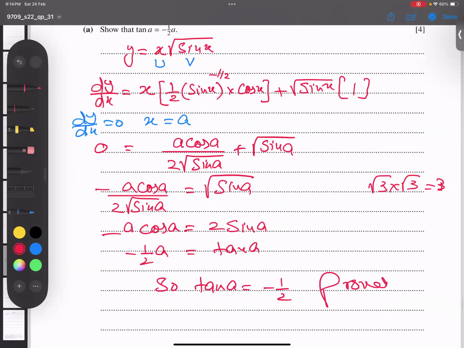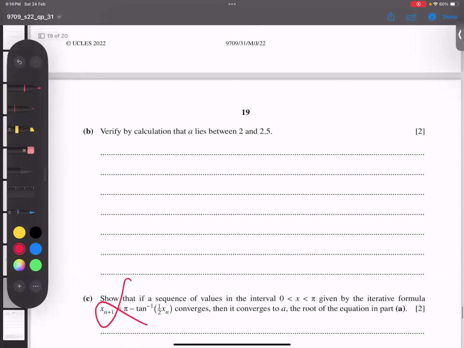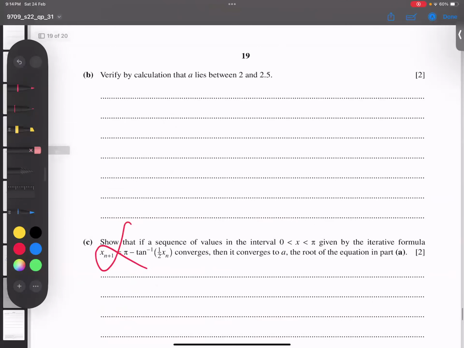And I believe this is nothing hard. Alhamdulillah, Rabbil Alameen. Let's go for the next part. He's saying here, next part, that verify by calculation A lies between 2 and 2.5. How to do this kind of question?